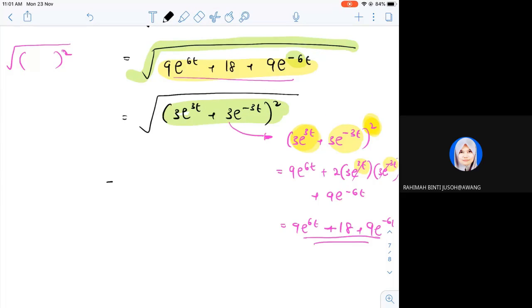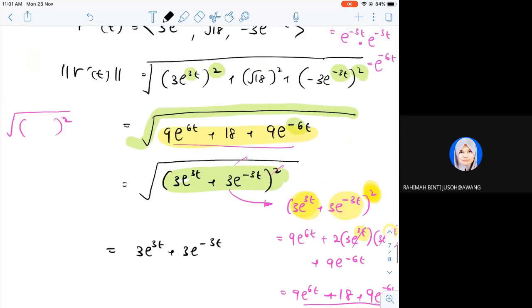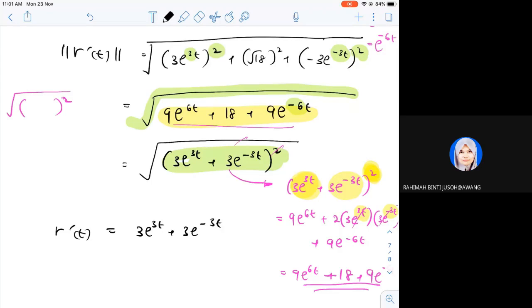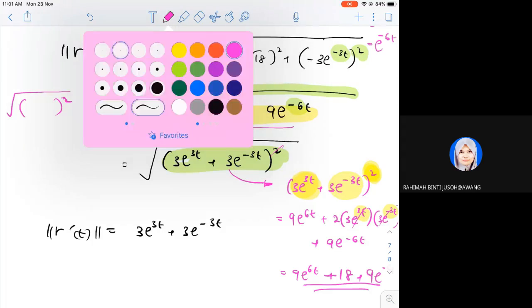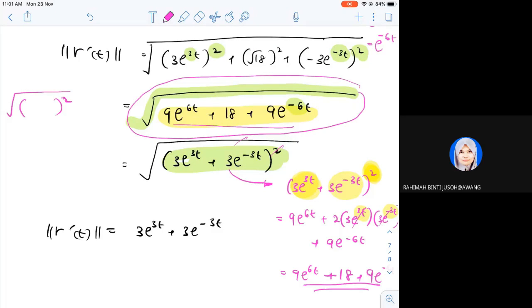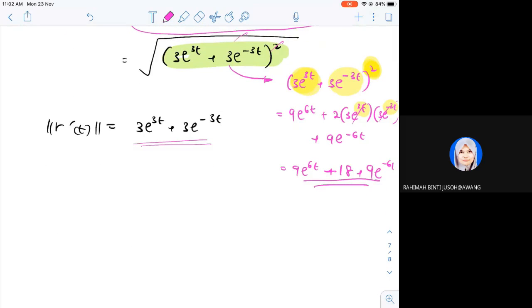Okay, so now, what happened guys? So we can proceed here, the solution. This square root sign here and here can be cancelled lah. Okay, square root sign ke atas sudah di cancel. So we will have 3 exponent 3t plus 3 exponent negative 3t. That's it. Okay, so this is our r prime t magnitude. Okay, so bentuk ni lebih mudah untuk kita integrate. Kalau kita nak integrate yang atas ni tadi, yang besar ni, susah nak integrate. That's why kita kena buat bentuk macam ni. So kita boleh cancel punca kuasa tu, and then we can come up with this r prime t magnitude. Okay, so this function can be integrated easier.